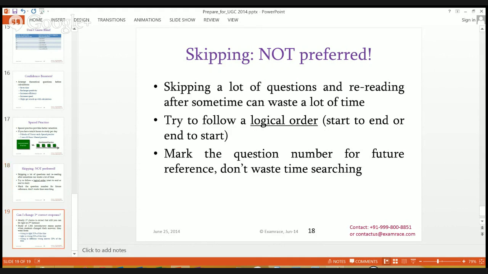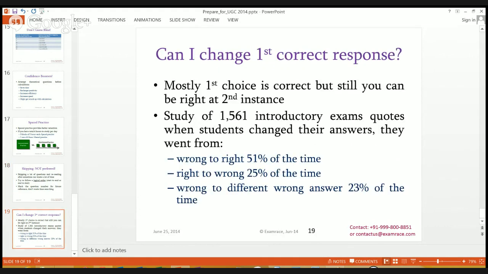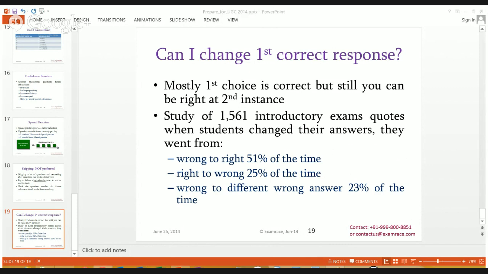And finally, a lot of students usually ask, can I change my first response? Studies have quoted that when you are switching from one response to another, in 51% of the time, you are moving from a wrong response to a correct response. And how does that happen?